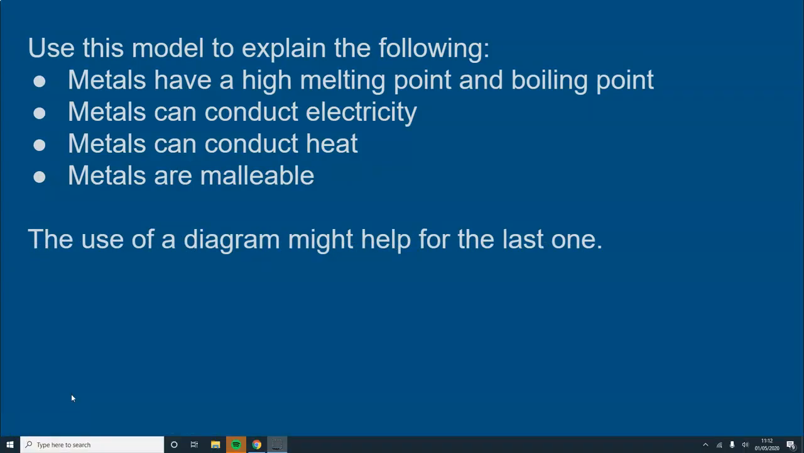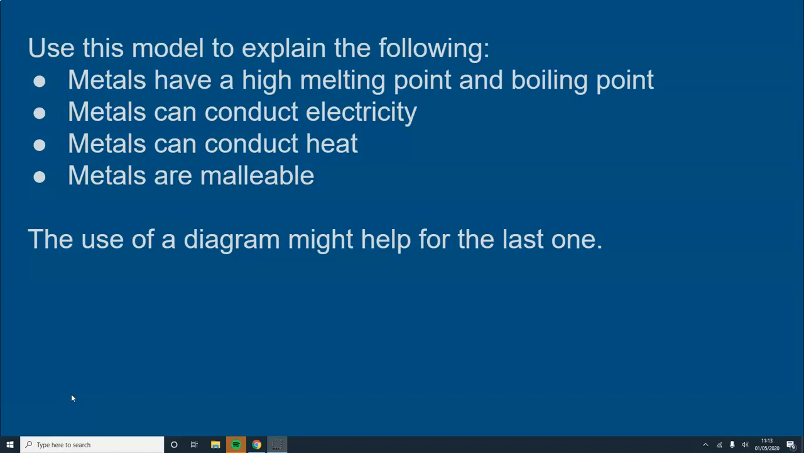So metals have a high melting and boiling point because there is a strong attraction between the nucleus of the metal atoms and the delocalized electrons. Okay, a strong attraction always leads to a high melting point and boiling point. And remember, that attraction is over the whole lattice. It's not just in a small part of the lattice, it's throughout the lattice. So there's lots of bonds you need to break to melt a metal. And they are strong bonds.